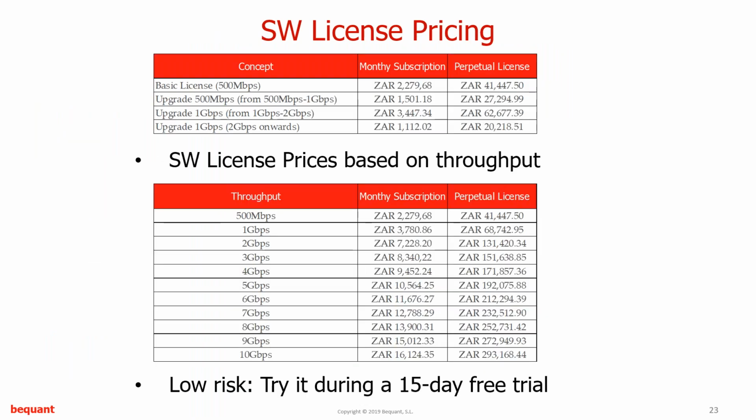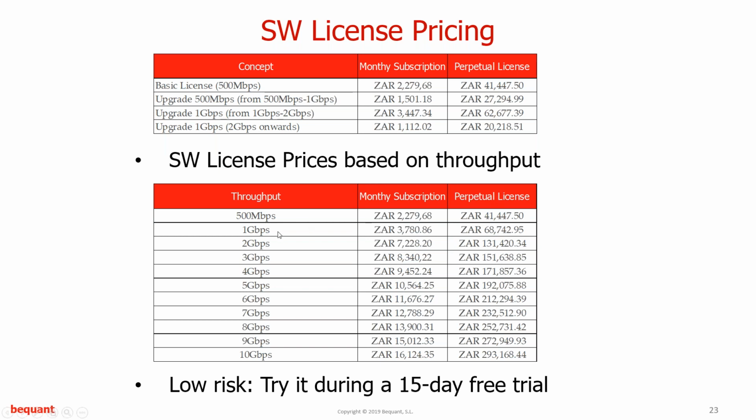So how do we sell this? We sell this with Miro. Miro is our distributor there, and there is a monthly subscription option or a perpetual license, and it depends on how much traffic is going to go through our system. So if you have 500 megabits per second, the monthly subscription will be around 2,279 rand. The perpetual license would be a little more than 41,000.